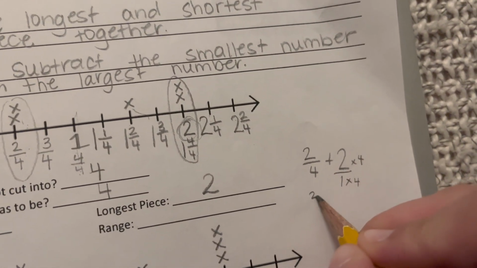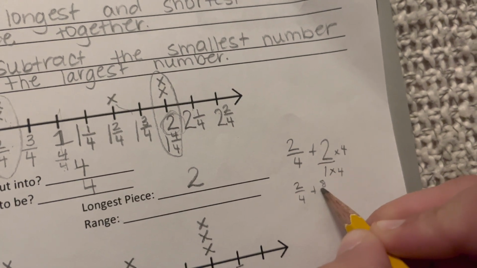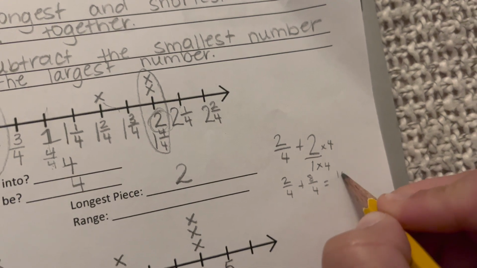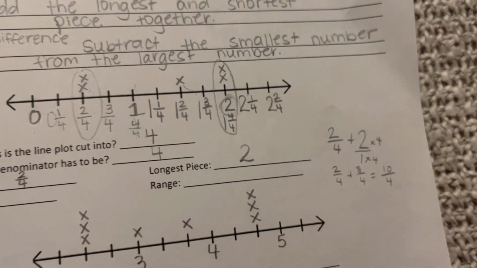I know that 2/4 would stay because it already has a denominator of 4. 2 times 4 is 8. 1 times 4 is 4. 8 plus 2 is 10. And the common denominator stays. So as far as this line plot goes, my total is 10 over 4.